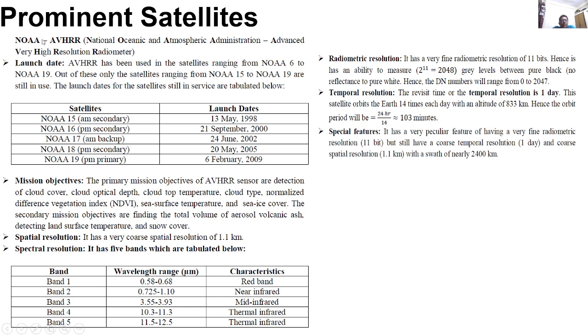So one of them is the NOAA AVHRR. The AVHRR means Advanced Very High Resolution Radiometer. The radiometric resolution was 11-bit in it, so there would be 2048 discretizations or grayscale levels in it. The temporal resolution is also very decent, around 103 minutes, and it has a relatively coarse spatial resolution of 1.1 kilometer. So that was the first satellite.